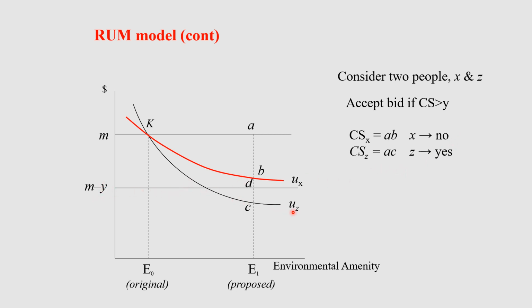Individual Z, on the other hand, whose indifference curve goes through K, but intersects this vertical line at E1 at C, says my compensating surplus is AC. In other words, the benefit I get from moving there is AC, but I only have to pay AD, so yes, I will agree to pay that amount. And what it would do is get them onto a higher indifference curve through point D.